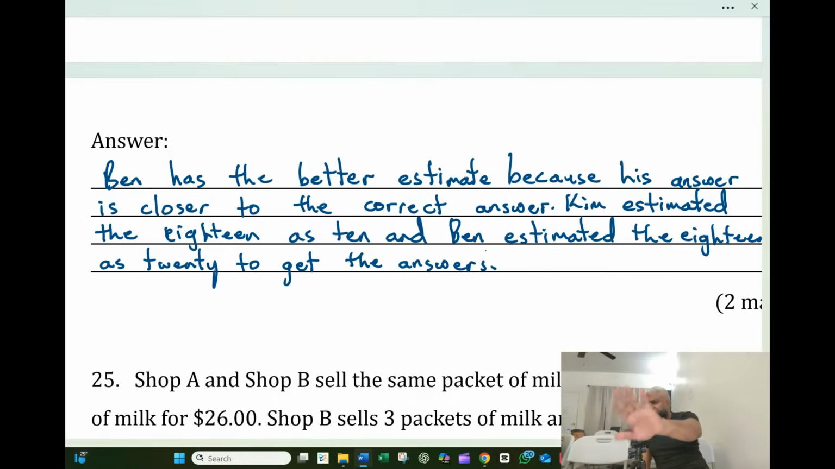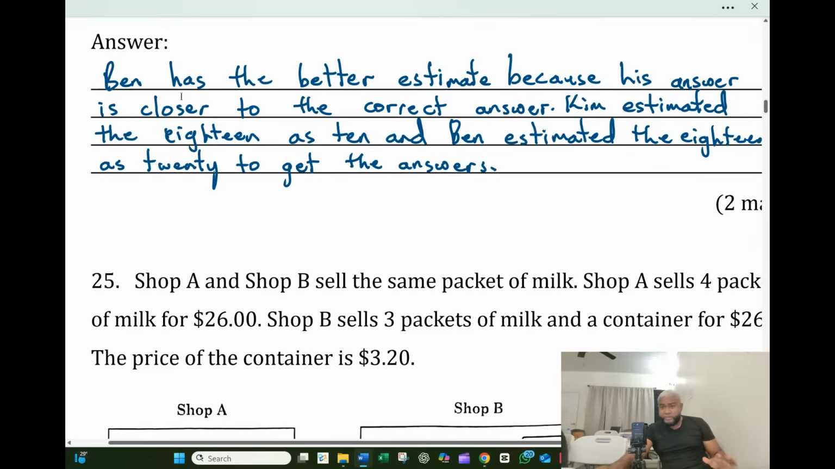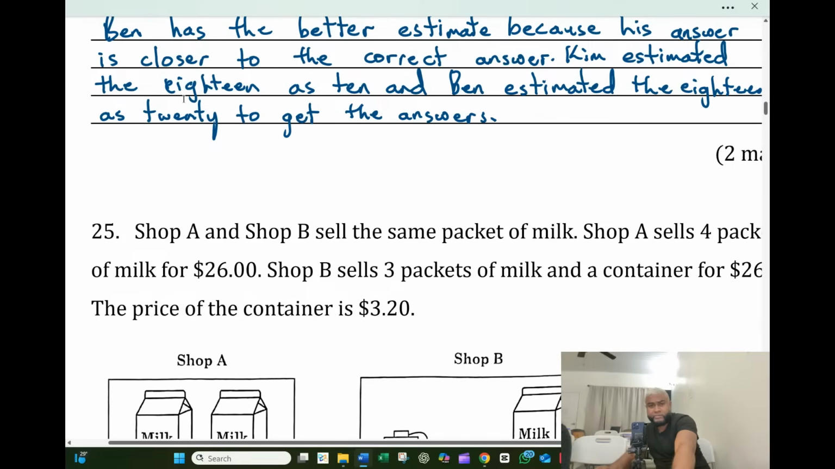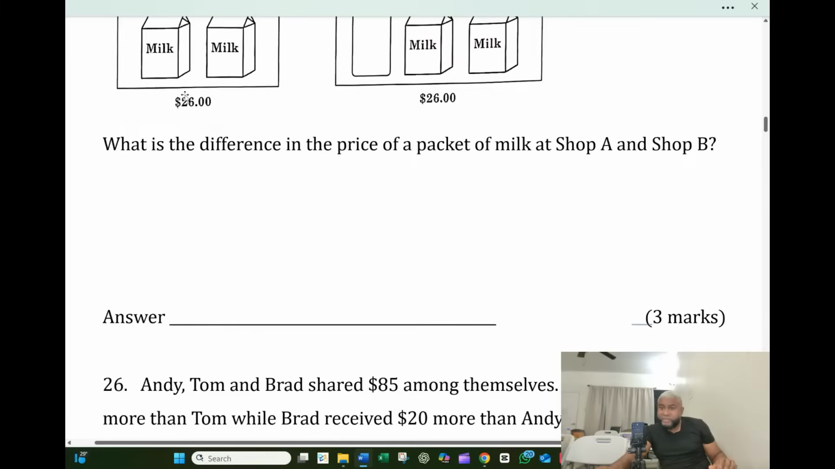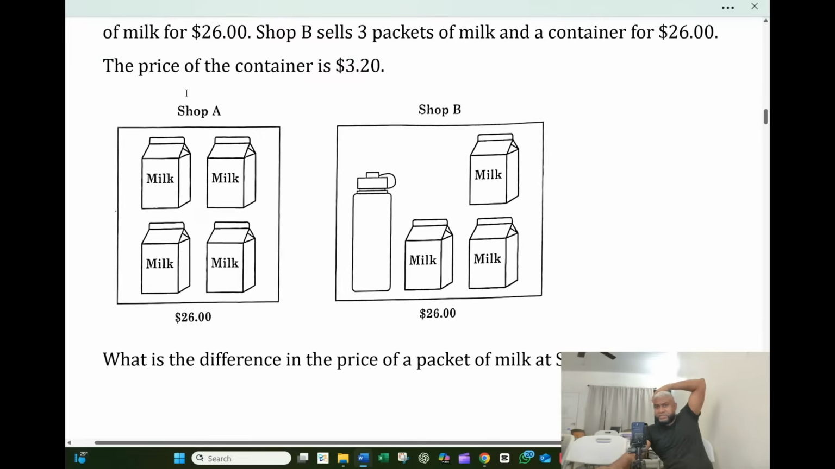Now, if you write it different, that's okay. Once you have the same idea, you will get your full marks. So let's work. We go in here now. How many marks is this question? Hold up, 3 marks. So I give you all 2 minutes. Let's work.